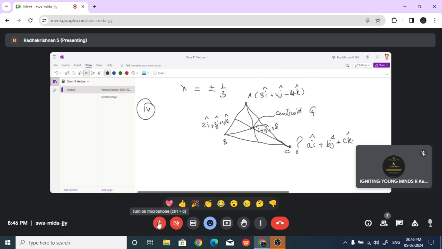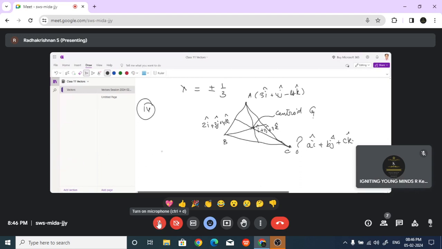What is the formula for centroid? Sir, A plus B plus C by 3, sir. Correct, correct. The position vectors of each of the vertices, sum of the vertices divided by 3. Okay, so it's simple average. That is what is your centroid formula. Okay, so you can use that here.